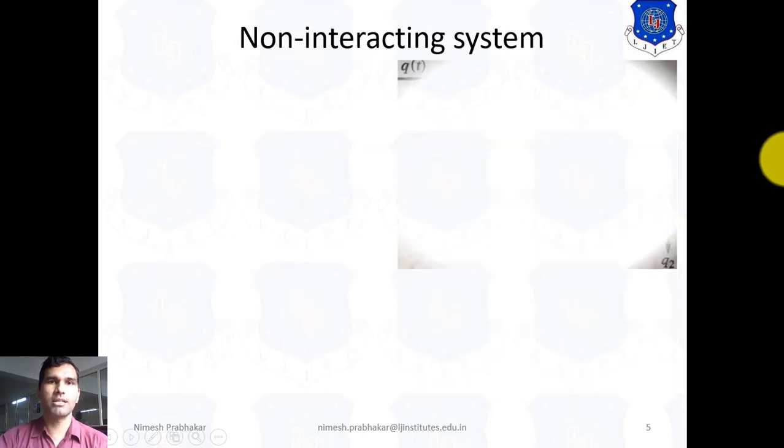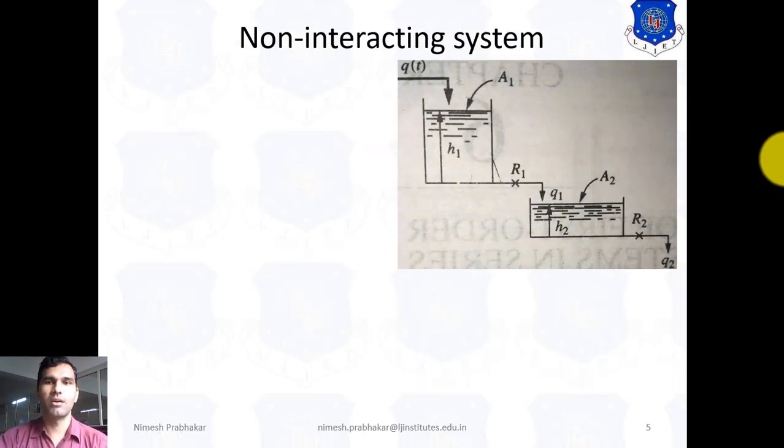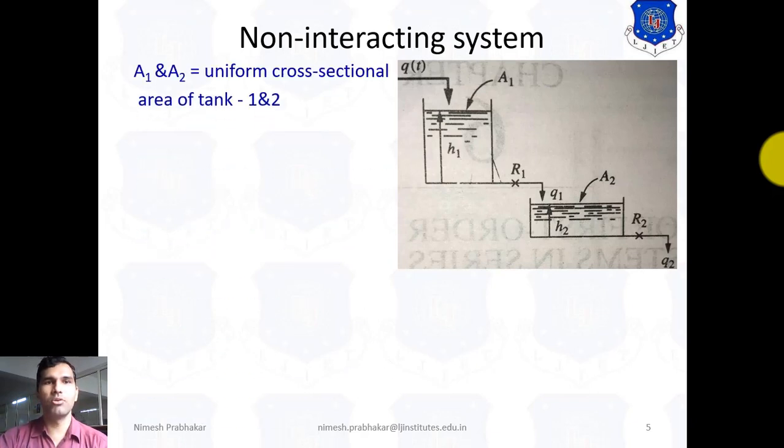So for the non-interacting system, this is the figure of the non-interacting system, and here we derive the transfer function of the non-interacting system. Here A1 and A2 are the uniform cross-section areas of tank 1 and tank 2. That means this is tank 1 and this is tank 2. This is the uniform cross-section area of tank 1 and of tank 2.